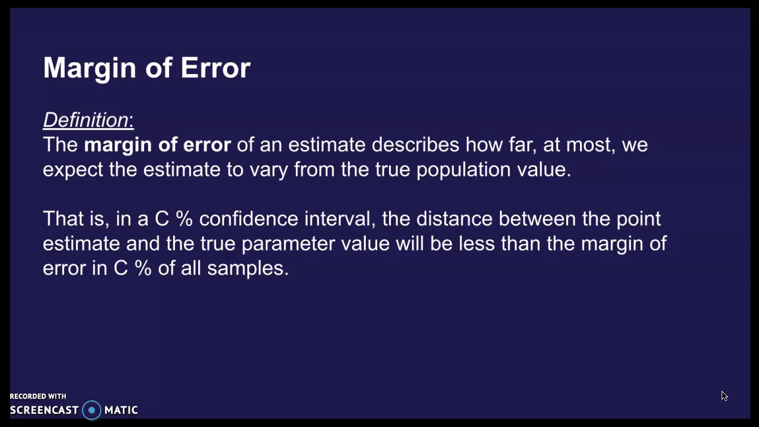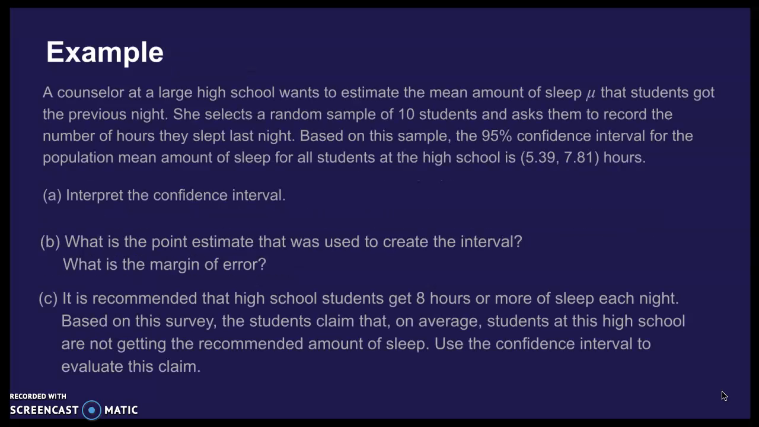The margin of error of an estimate describes how far, at most, we expect the estimate to vary from the true population value. That is, in a C% confidence interval, the distance between the point estimate and the true parameter value will be less than the margin of error in C% of all samples.